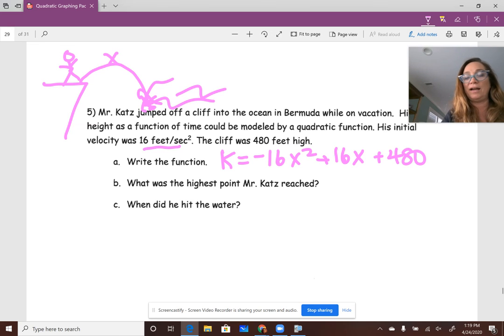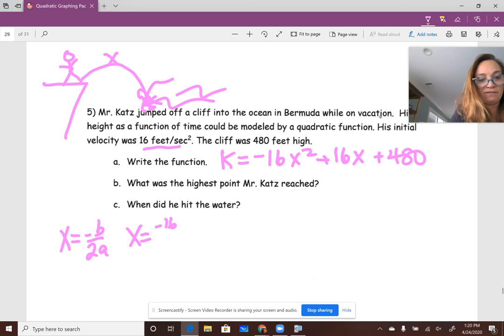All right, so what's the highest point? We have to do x is equal to negative b over 2a. So x is equal to the negative of 16 over 2 times negative 16. So that's negative 16 divided by negative 32, which is 0.5 seconds, which doesn't answer the question because it asks what the highest point is. So it's the height at which 0.5 seconds occurs. So that's substitution. I'm going to plug in that 0.5.